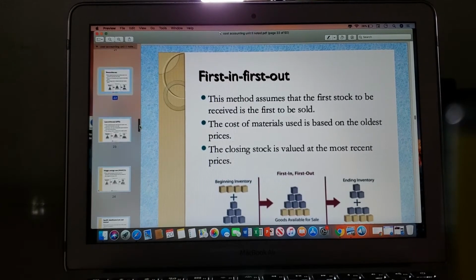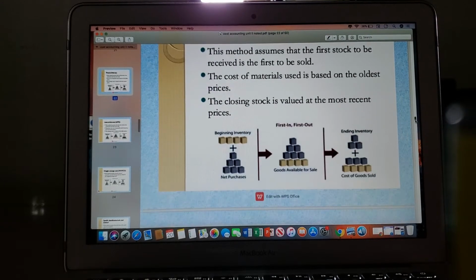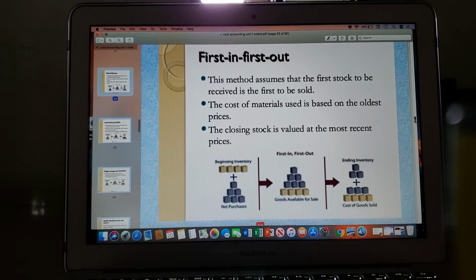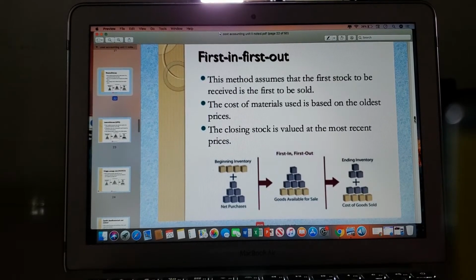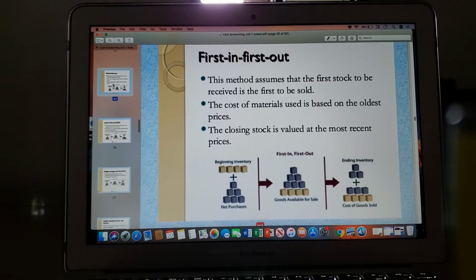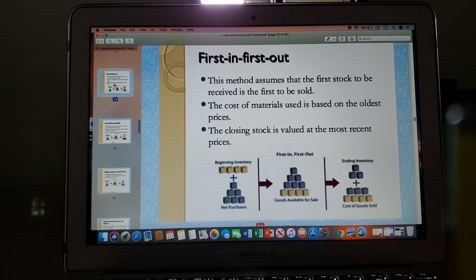First in, first out. This method assumes that the first stock to be received is the first to be sold. The cost of materials used is based on the oldest prices. The closing stock is valued at the most recent prices. So they have an illustration to prove how first in, first out works.